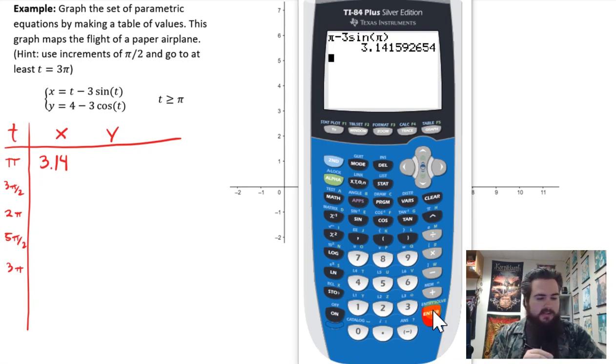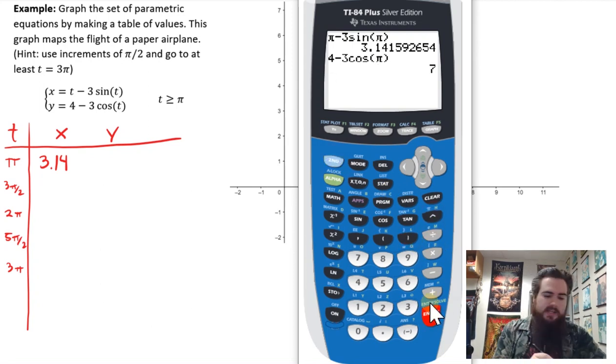With y next, we have 4 minus 3 cosine of that, so 4 minus 3 cosine of pi, which we should know is negative 1. So that'll be 4 plus 3, or 7.